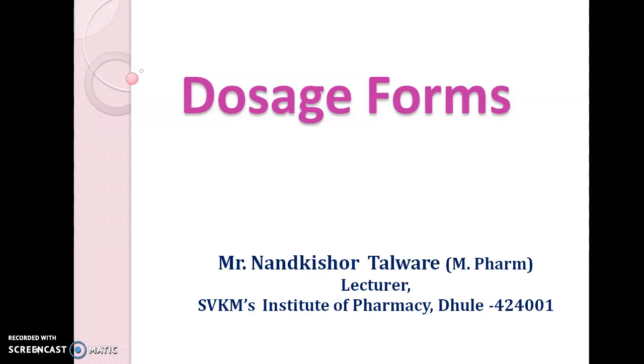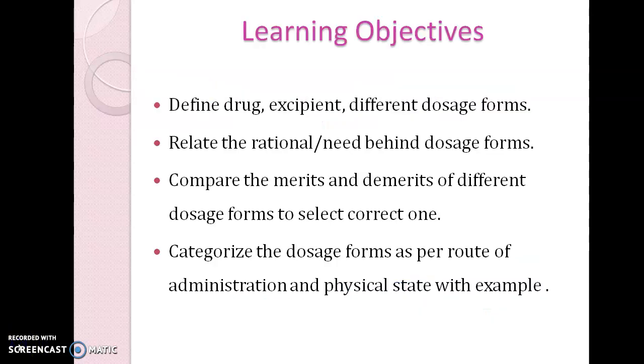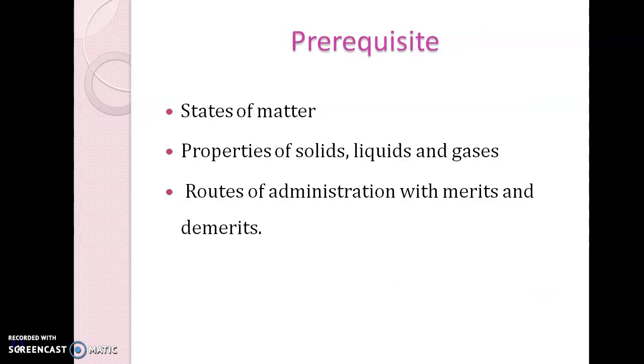Today, we are going to discuss dosage forms. Learning objectives. At the end of the session, students are able to define drug, excipient, and different dosage forms; relate the rationale behind dosage forms; compare the merits and demerits of different dosage forms to select the correct one; and categorize the dosage forms as per route of administration and physical state with examples.